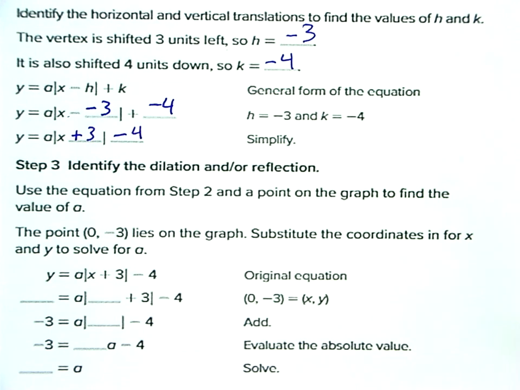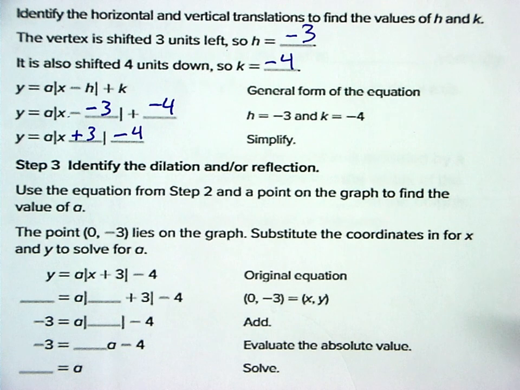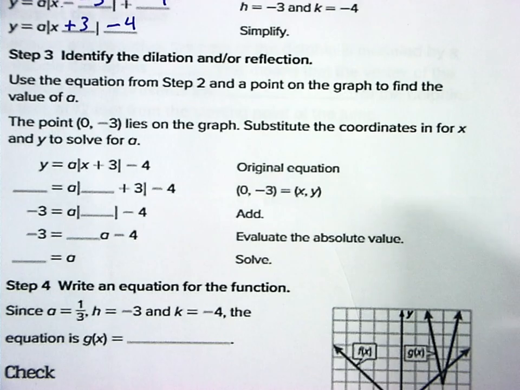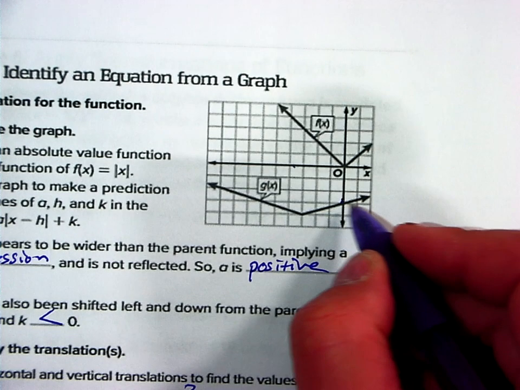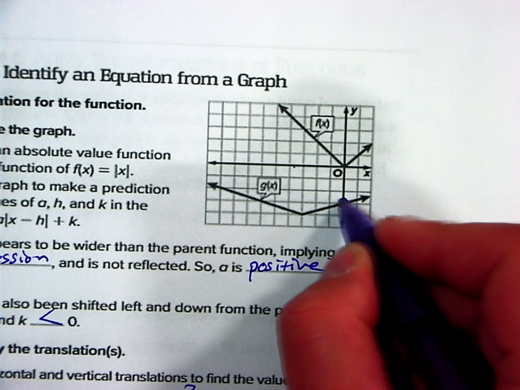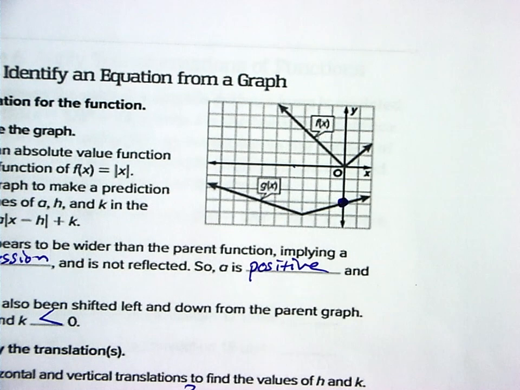So now we have everything except for the a term. Identify the dilation and or reflection. Use the equation from step 2 and a point on the graph to find the value of a. So they used 0, -3. So they chose that point right there. Chloe, could they have chosen any point? Yes, but that's just an easy point to work with, so they did that.